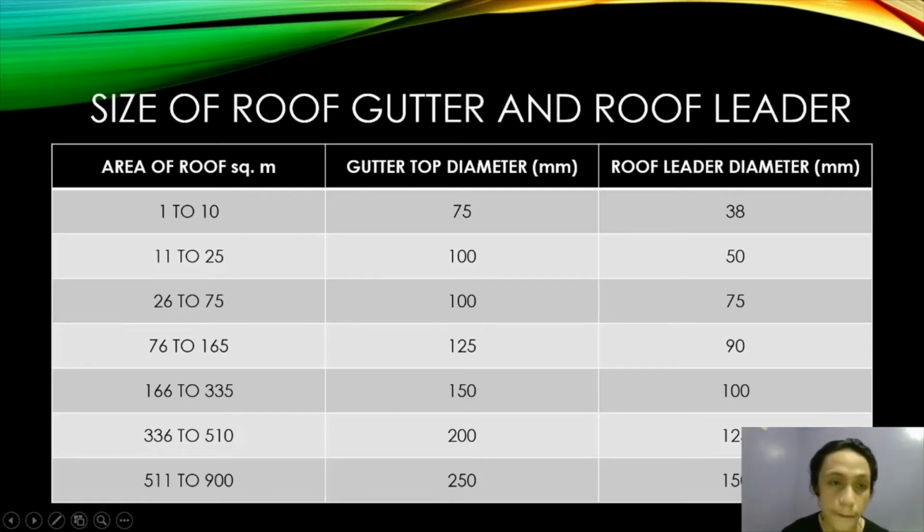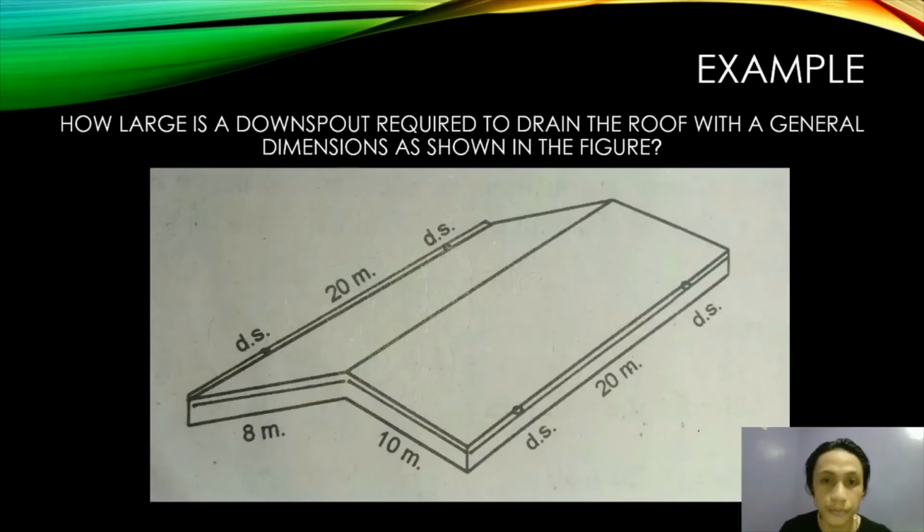Next to them, they have a designated diameter for gutter and roof leader, which is, for example, from 1 to 10, the gutter top that must be used is 75, and the roof leader that must be used is 38. So in order for us to understand this table or this data, I'm going to show you an example. I believe this example is an activity which is to be passed next week, I guess, but I'm gonna show you how to solve it.